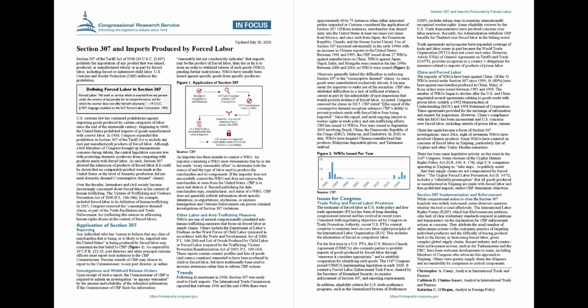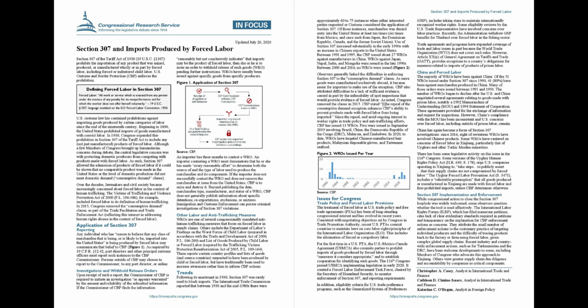U.S. customs law has contained prohibitions against importing goods produced by certain categories of labor since the end of the 19th century. Beginning in 1890, the United States prohibited imports of goods manufactured with convict labor. In 1930, Congress expanded this prohibition in Section 307 of the Tariff Act to include any, not just manufactured, products of forced labor. Although a few members of Congress brought up humanitarian concerns during debate, the central legislative concern was with protecting domestic producers from competing with products made with forced labor.